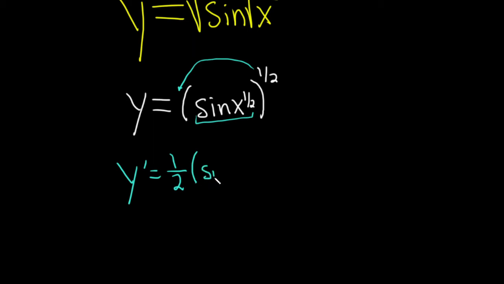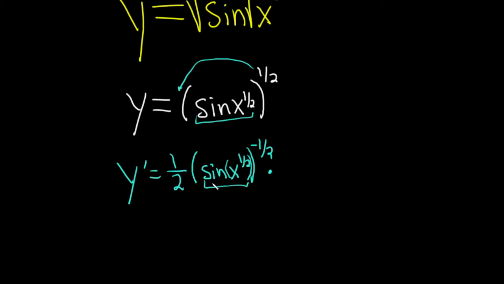So this is sine x to the 1/2. And then you subtract 1 from the exponent. So 1/2 minus 1 is negative 1/2 times, and now we have to multiply by the derivative of the inside. So this is the inside function. I'm going to put parentheses here just to emphasize that they are there. So we have to take the derivative of this.